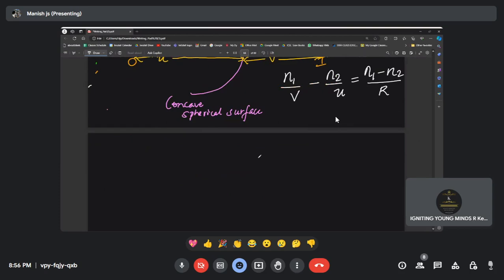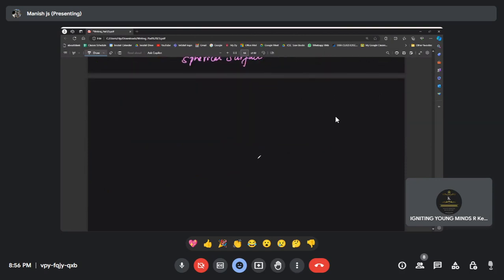All right. So now we are moving on to the next part. Let's look at the formulas. Now we have the lens maker's formula.